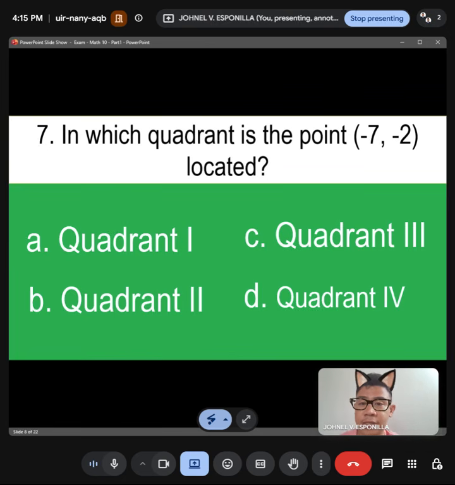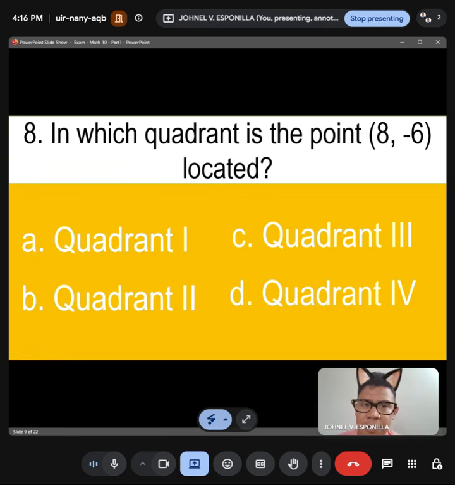Number 7. In which quadrant is the point -7, -2 located? 5 seconds go. Okay, so in quadrant 1, the signs of the point are positive, positive. For quadrant 2, negative, positive. For quadrant 3, that is negative, negative. And for quadrant 4, positive, negative. The correct answer is letter C, quadrant 3, negative, negative.